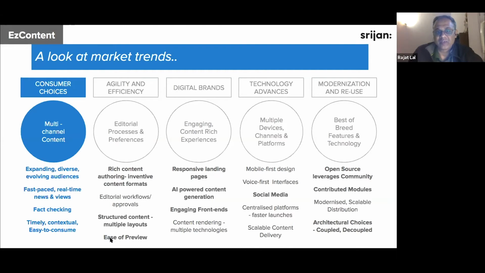In terms of experiences, responsiveness of the landing pages has become something standard now. AI powered content generation is becoming more and more the norm. And that is something we looked at very closely when we looked at what aspects to take care of as far as market trends are concerned. Of course, social media integration, mobile first design, centralized platform for faster launches, and scalable content delivery, these all go hand in hand. So these are some of the aspects that we considered when we looked at what the market looks for from a modern open source Drupal distribution CMS in today's scenario.